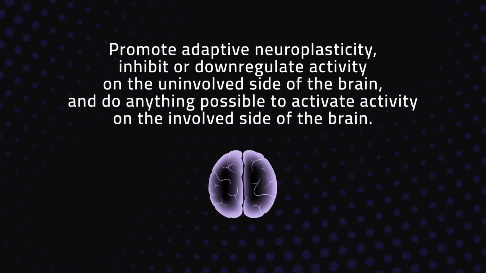So with any therapy or combination of therapies that want to utilize this rebalancing theory, the goals would be to promote positive or adaptive neuroplasticity, inhibit or downregulate activity on the uninvolved side of the brain, and do anything possible to activate activity on the involved side of the brain. So what are some ways that we can do this?